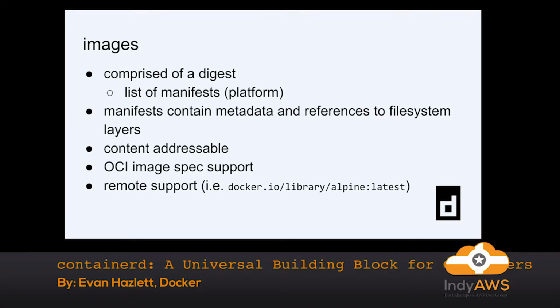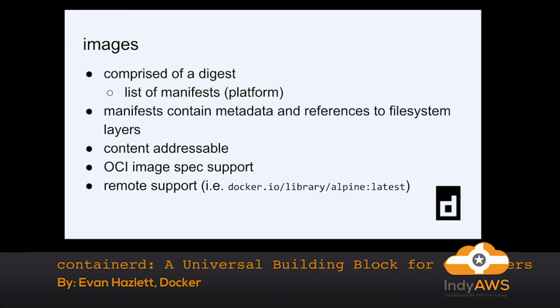But the list of manifests is basically just metadata and references to the file system layers. So the manifests are platform specific. You have one that says this is Linux ARM or Linux AMD64, and this is the ARM v8, or whatever. Those have metadata about which references to use, which layers of the file system, which are the actual binaries and bits that it will pull down and use. Images in Containerd are content addressable, and they have full OCI image spec support.